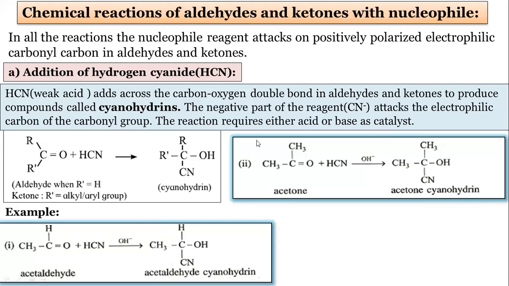HCN is a weak acid. So it is a simple nucleophilic addition reaction, because the addition takes place across the C=O double bond. It is not a substitution reaction, it is a nucleophilic addition reaction. Remember, no group is substituted in this. So this is a nucleophilic addition reaction.